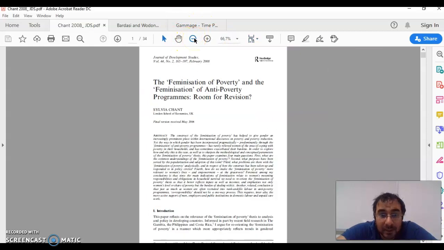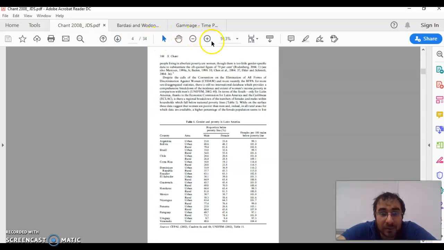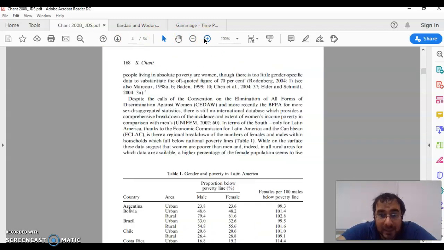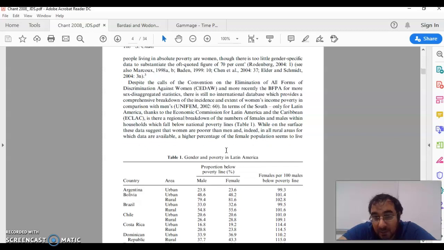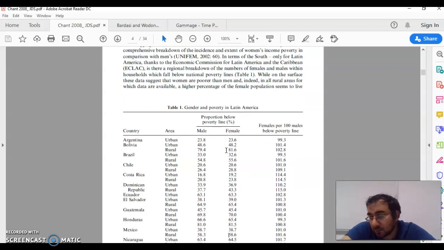Let me do it like this, so I can see the whole page. Yes, this is the first data. Here we see the number of people below the poverty line. Well, we have already told that we don't have women separately.